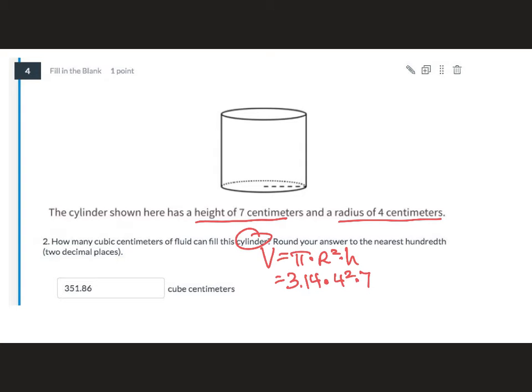Put it in your calculator. So 3.14 times 4 squared times 7. Press enter. This is 351.68. The 351.86 is if you use the pi button. This is if you use 3.14. Again, it took both answers.